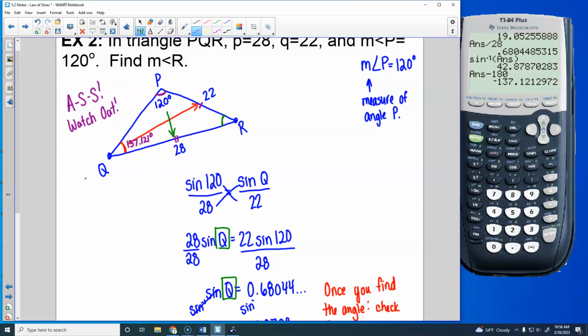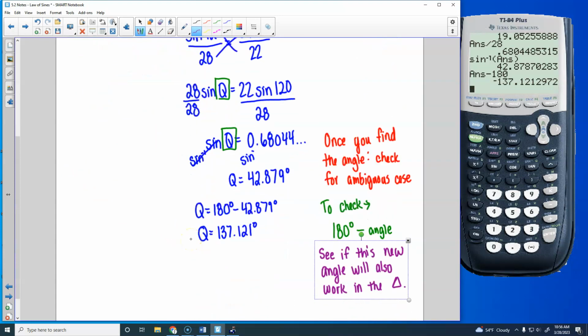Because if we actually drew those angles to scale, we'd have something that looks like this instead of the pieces of the triangle meeting. So for this problem, we had to check for ambiguous case, but this does not make any sense. It would not work. So this is not ambiguous, meaning that 42.879 is the only possibility for angle Q. It is not our final answer because they weren't asking for angle Q, but it is our only answer for Q.